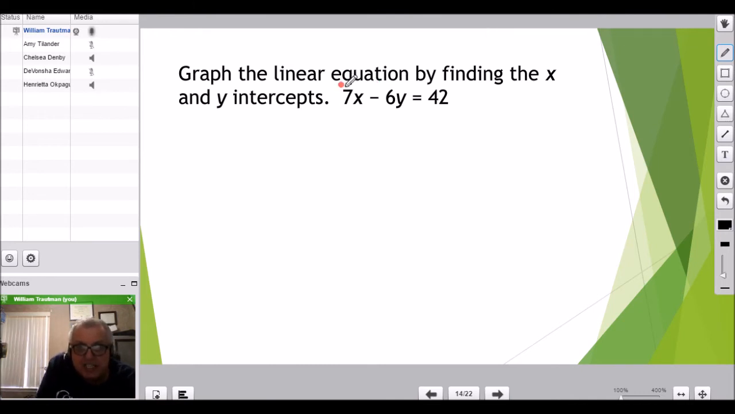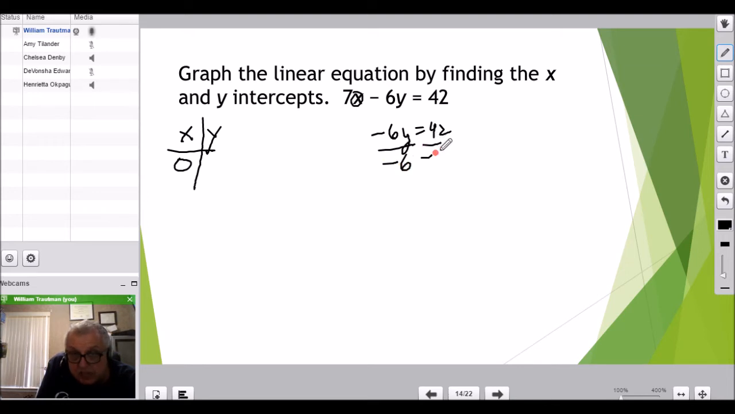Once again, do you see how 7 times 6 is 42? So 6 divides into 42 and 7. If I want to graph this, I can put a 0 in for x. Oh, this is a little different. Put a 0 in for x. I end up with negative 6y equals 42. Divide both sides by negative 6, and I get y equals negative 7. 42 divided by a negative 6 is a negative 7.